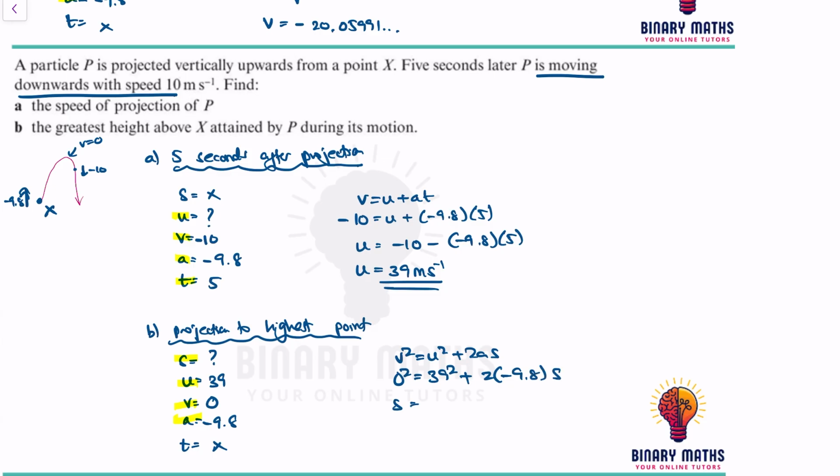So s will be equal to minus 39 squared over 2 times minus 9.8. S is equal to 77.60204, which means S is equal to 78 meters to two significant figures.